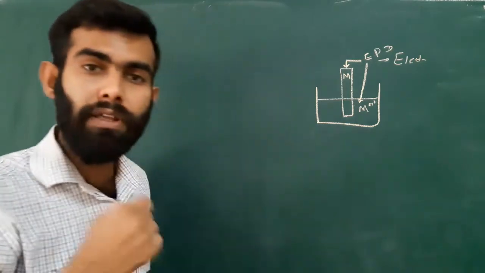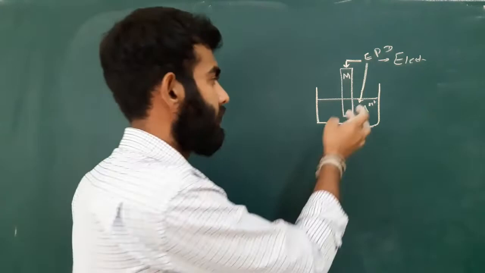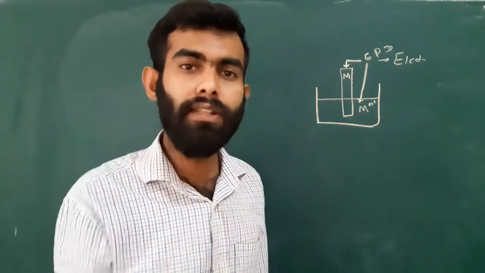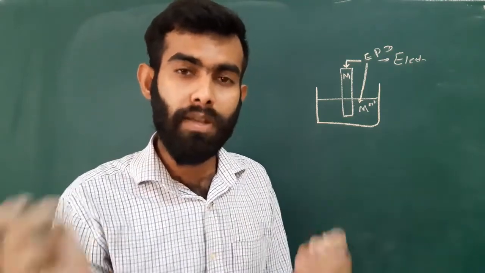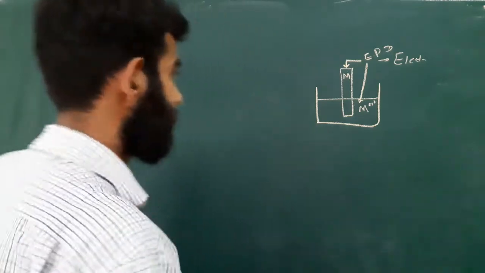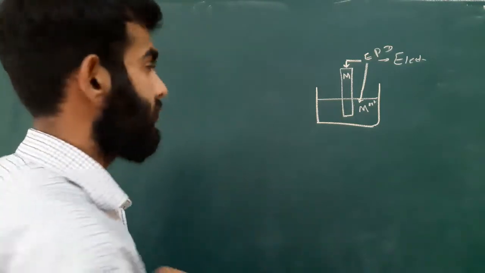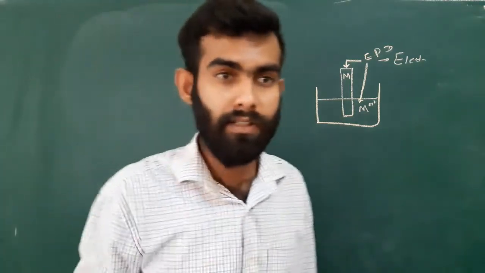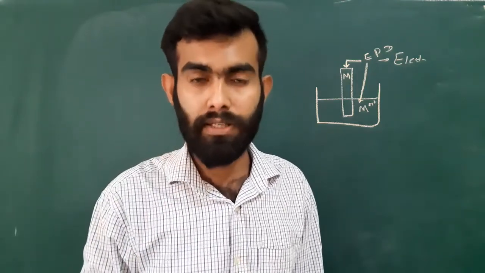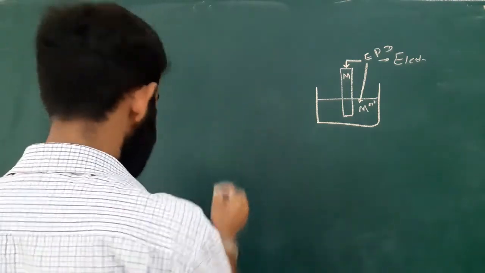So how can we measure this electrode potential? There is no direct option actually. In nature we can't see the potential difference. So to measure it, we have to use another electrode. With the aid of another electrode, we can measure this electrode potential. So as a standard, to measure this electrode potential, we use a standard electrode called the standard hydrogen electrode.